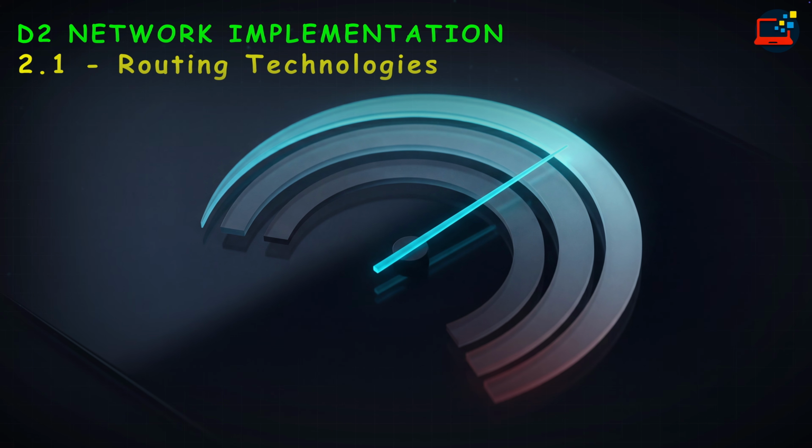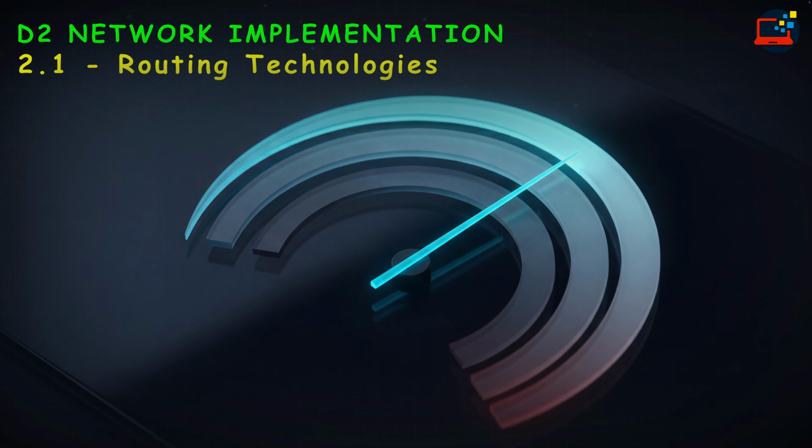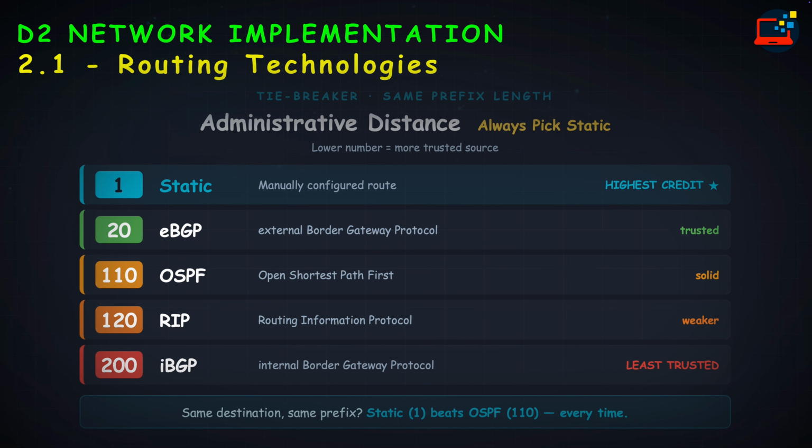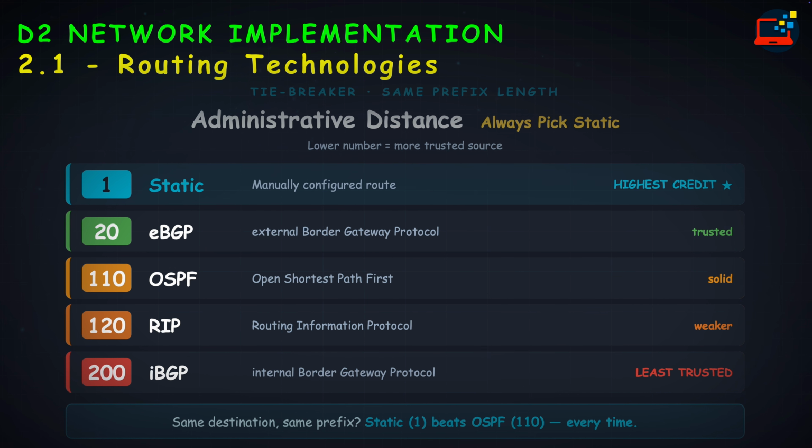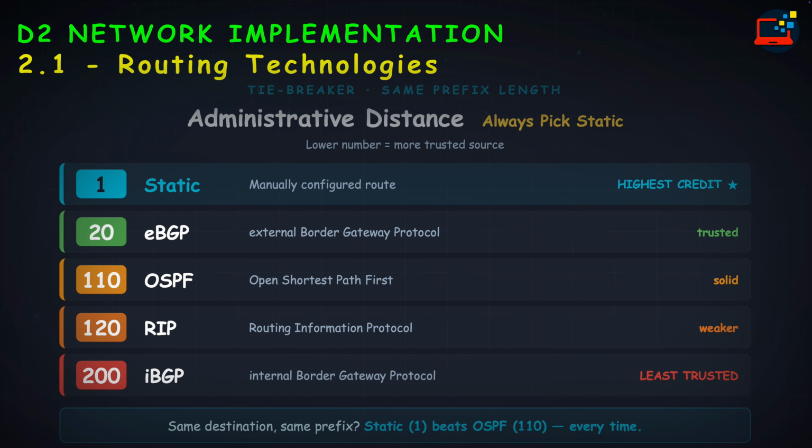Administrative distance is the credit rating of routing protocols. Static gets a 1, the highest credit. eBGP, External Border Gateway Protocol, gets 20. OSPF, Open Shortest Path First, gets 110. RIP gets 120. iBGP, Internal BGP, gets 200. The lower the number, the more the router trusts the source.